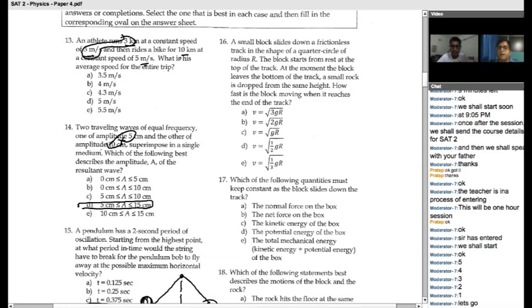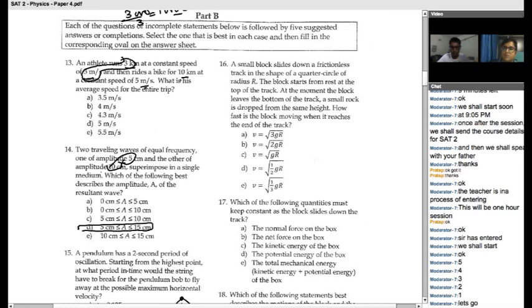Okay, a small block slides down a frictionless track in the shape of a quarter circle of radius r. The block starts from rest at the top of the track. At the moment the block leaves the bottom of the track, a small rock is dropped from the same height. How fast is the block moving when it reaches the end of the track?